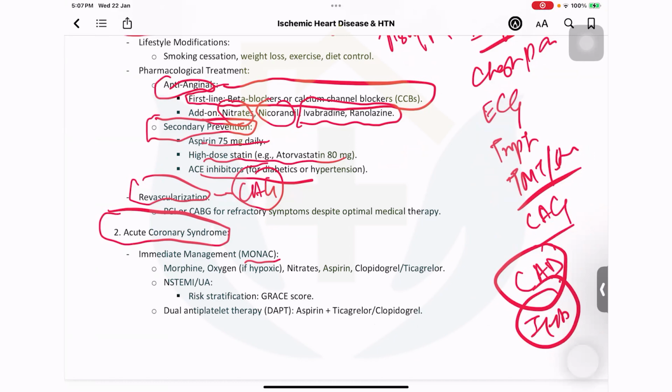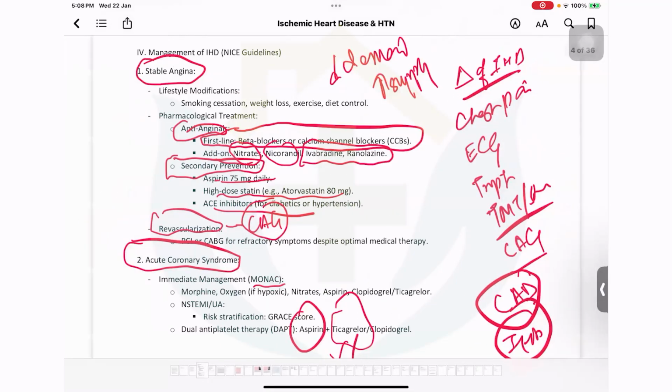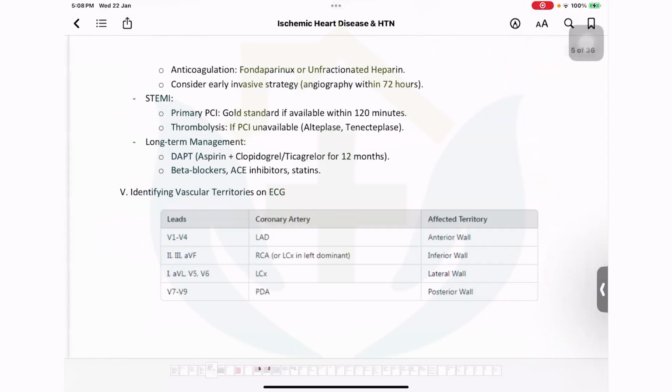For non-STEMI or unstable angina, you need to do a risk stratification based on GRACE score. Once you've done that, you start the patient on dual antiplatelet. Nowadays, the crux is to give ticagrelor by all the recommending societies. So add aspirin, but the next drug should be ticagrelor, or like it used to be, clopidogrel. And along with that, you start anticoagulation.